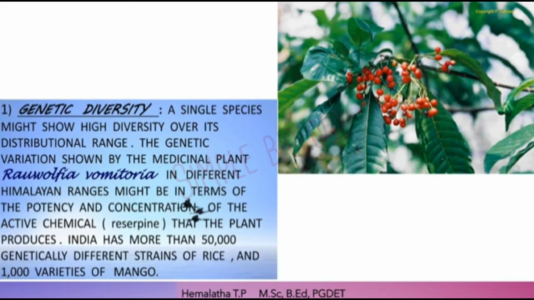India also has more than 50,000 genetically different strains of rice, and we also have nearly 1,000 varieties of mango. All these give us a clear picture that within a species also we can see variation, and that is because of the variation in the genes, that is genetic diversity.